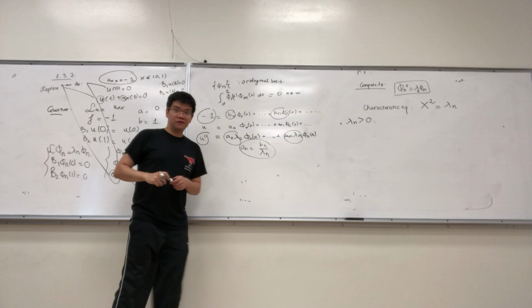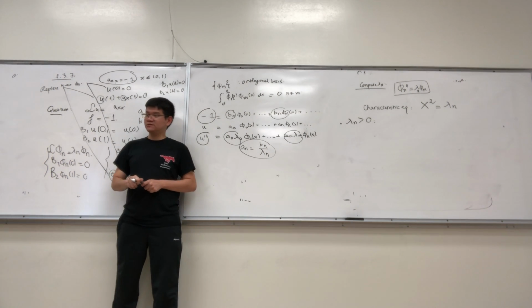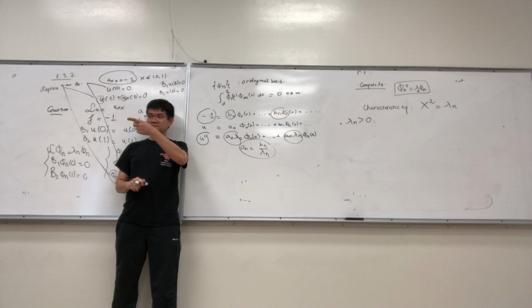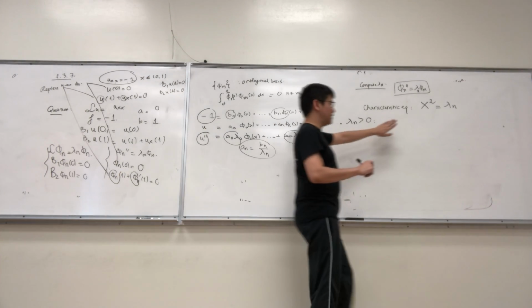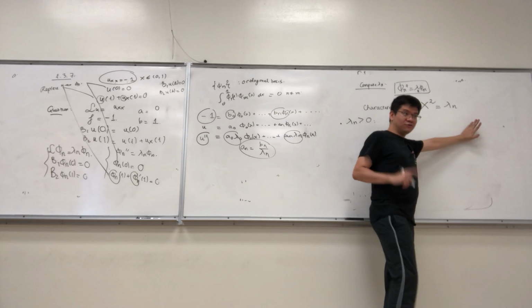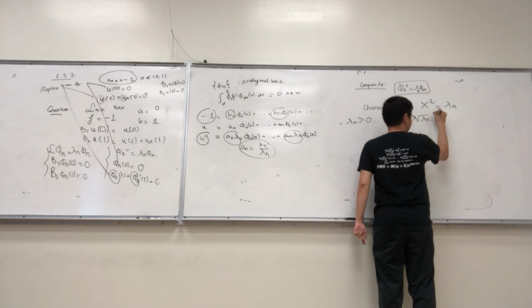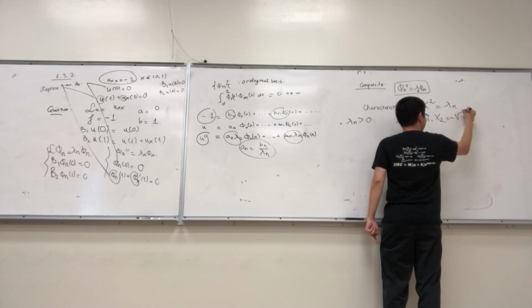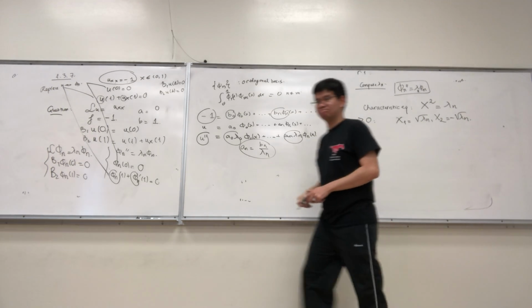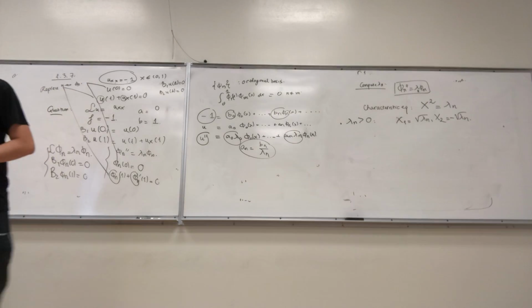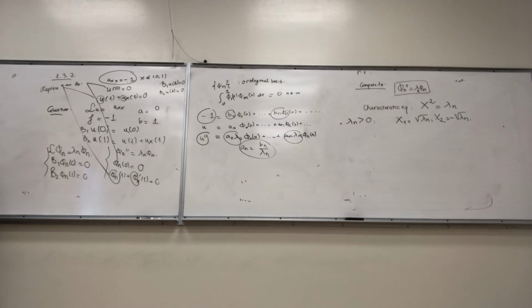So how many solutions of the characteristic equation do we have? If it's positive, two. When lambda n is positive, you have two solutions. x1 is the square root of lambda n. x2 is minus the square root of lambda n, right? So you have two roots for the characteristic equation.